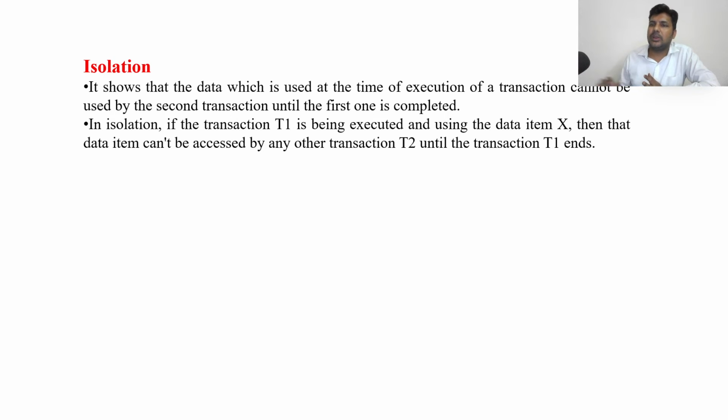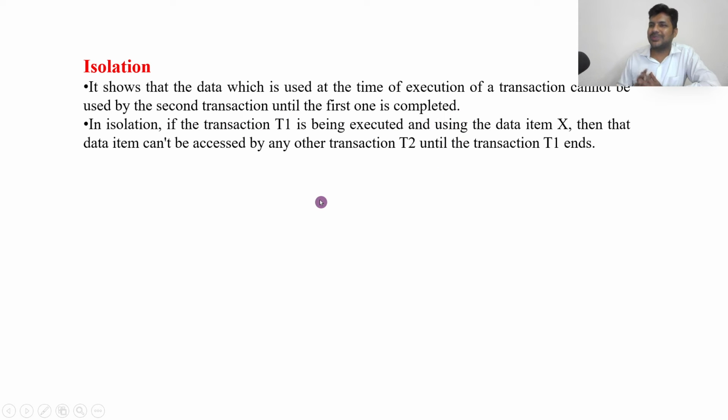For example, you are doing some operation on X account. Now X account will be frozen. That means it will be isolated from other transactions. So see, it shows the data which is used at the time of execution of the transaction cannot be used by the second transaction until the first is completed. So until the first is completed, you cannot use it for the second, right?